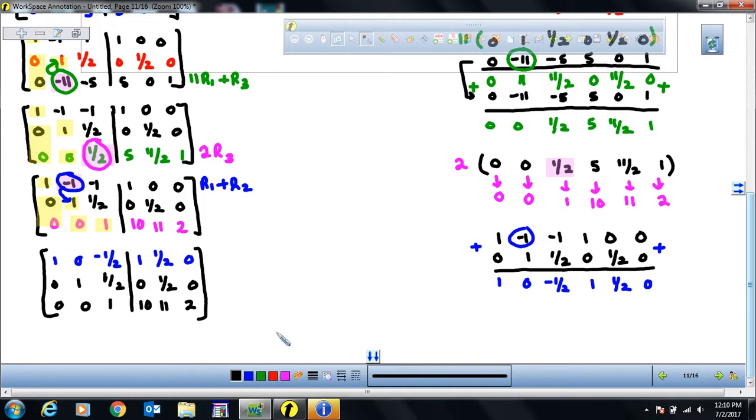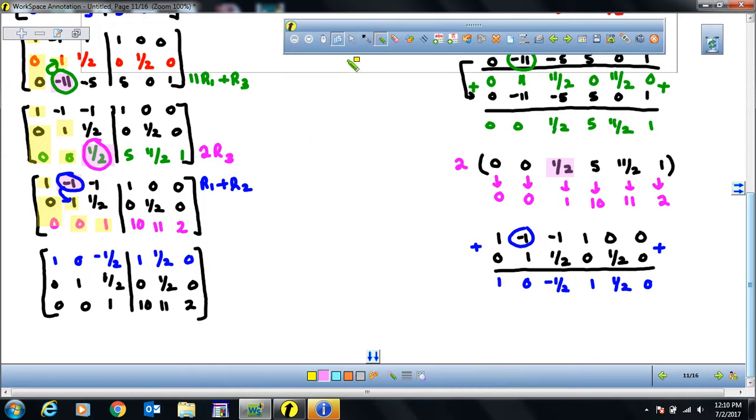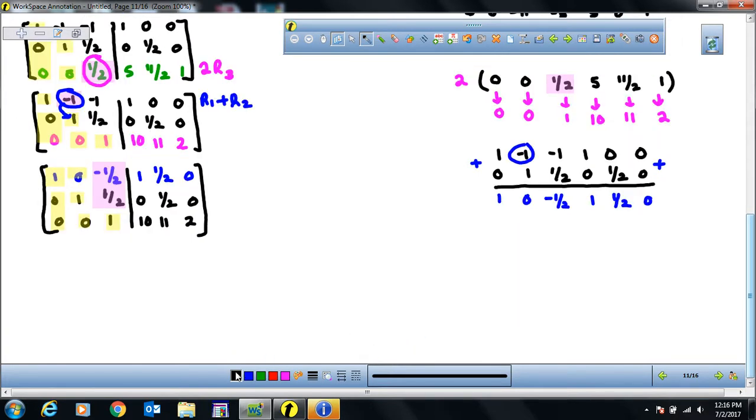At last, what do we need to do? We made everything into ones and zeros already, as you can see. 1, then the zeros, then the 1, then the 0, then the 1, and then the 0. Last step and seventh step is to make the two numbers above, negative 1 half and 1 half, both of them need to become zeros. So we're going to have to do two row operations right there, okay? Because we need to make both of them zeros.